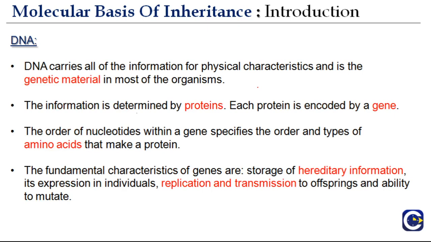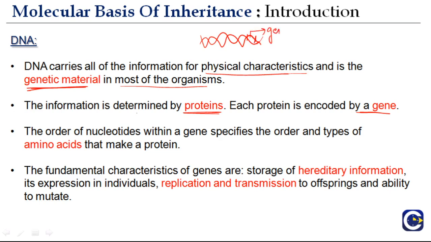So DNA is deoxyribonucleic acid. DNA carries all of the information for physical characteristics and it is the genetic material in most organisms. It is the genetic material that is passed on from one generation to another, and it contains all the information for the physical characteristics. The information is determined by proteins and each protein is encoded by a gene. For example, this is a double helical DNA molecule. So what is a gene? A sequence of certain nucleotides on the DNA molecule is called a gene. So this is a gene.